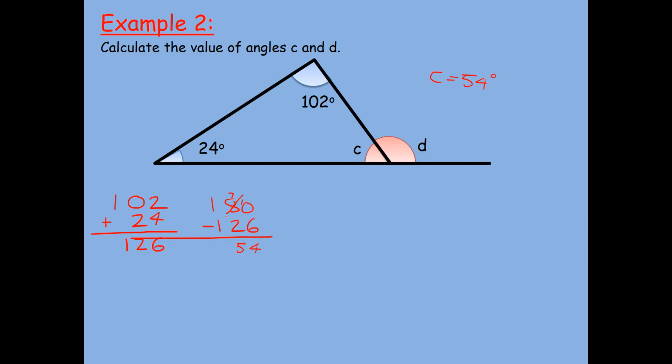And if we think back to a previous lesson, we know that these two angles are angles on a straight line. It's not a very straight line. But we know that they add up to 180. But we can see from this that 126 plus 54 adds up to 180. So we can see then that D must be 126 degrees.